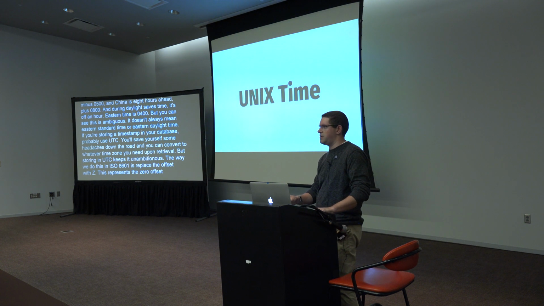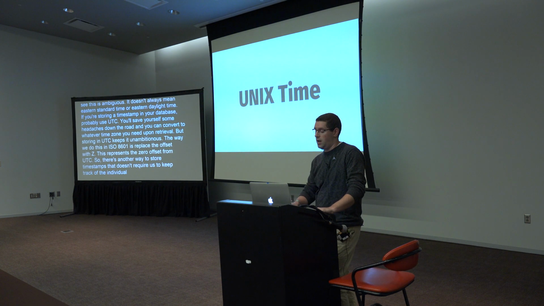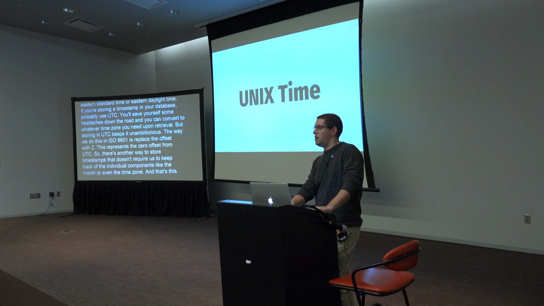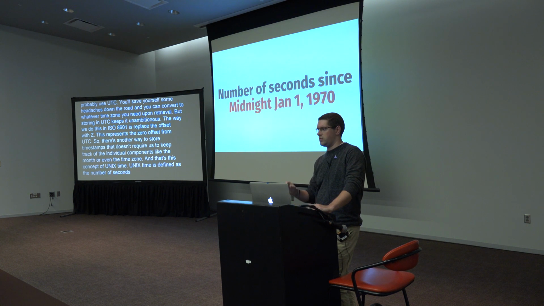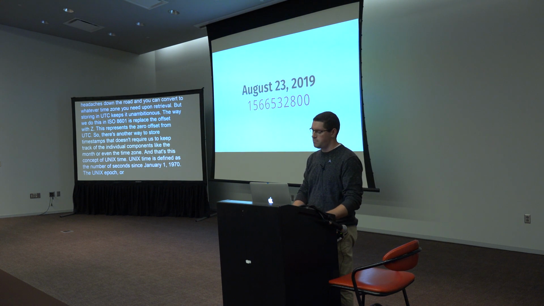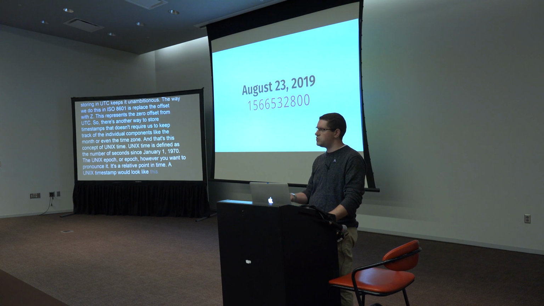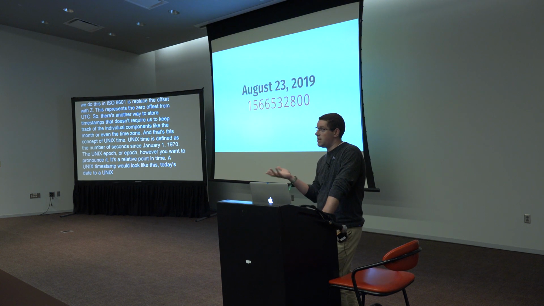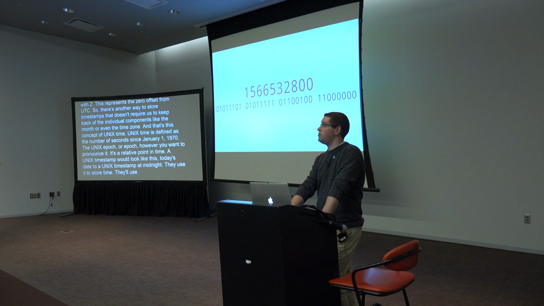So there's another way to store timestamps that doesn't require us to keep track of the individual components, like the month or even the time zone, and that's this concept of Unix time. Unix time is defined as the number of seconds since January 1st, 1970, the Unix epoch or epoch, however you like to pronounce it, and it's essentially a relative point in time. So a Unix timestamp would look like this, if we converted today's date to a Unix timestamp at midnight, I guess. A lot of systems use these timestamps to store time. They'll use Unix timestamps, and they do so by storing them as signed 32-bit integers. If you don't know a lot of binary, neither do I.